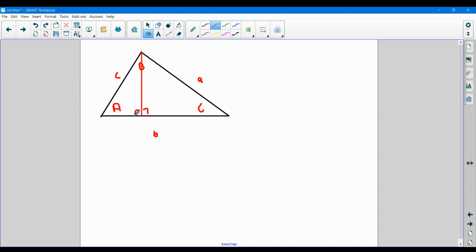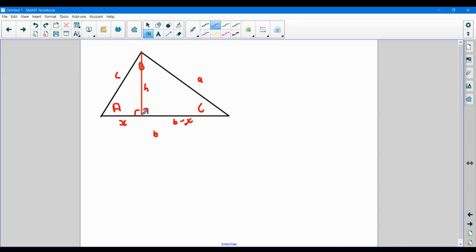And I'm going to call this length here x. And I'm going to call this length here, well, all the way is b. So just this bit is going to be b minus x. And then here is the height of the triangle, so I'll label that h.